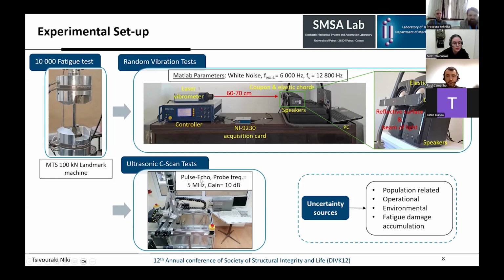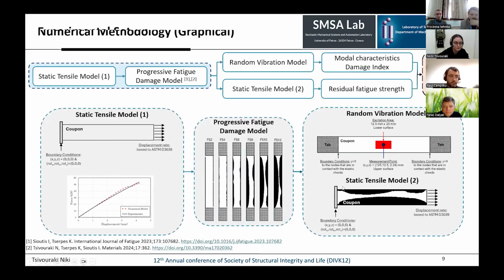The probe used in the ultrasonic C-scan operates in a pulse echo mode. A probe frequency of 5 MHz and a gain of 10 dB were fixed for all tests. In such a study, uncertainty sources cannot be ignored. Here, coupon population, operational, environmental, and fatigue damage accumulation uncertainties are present.